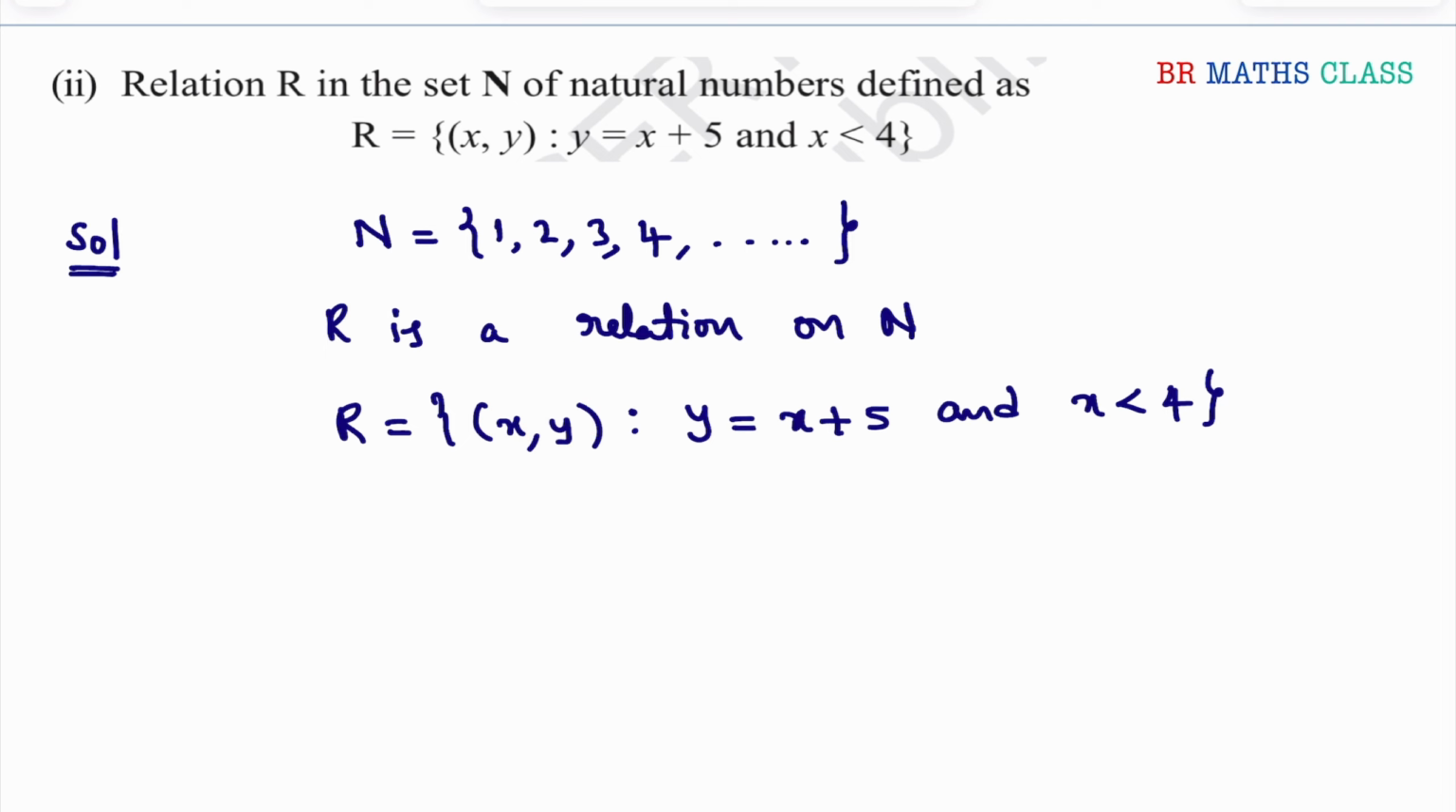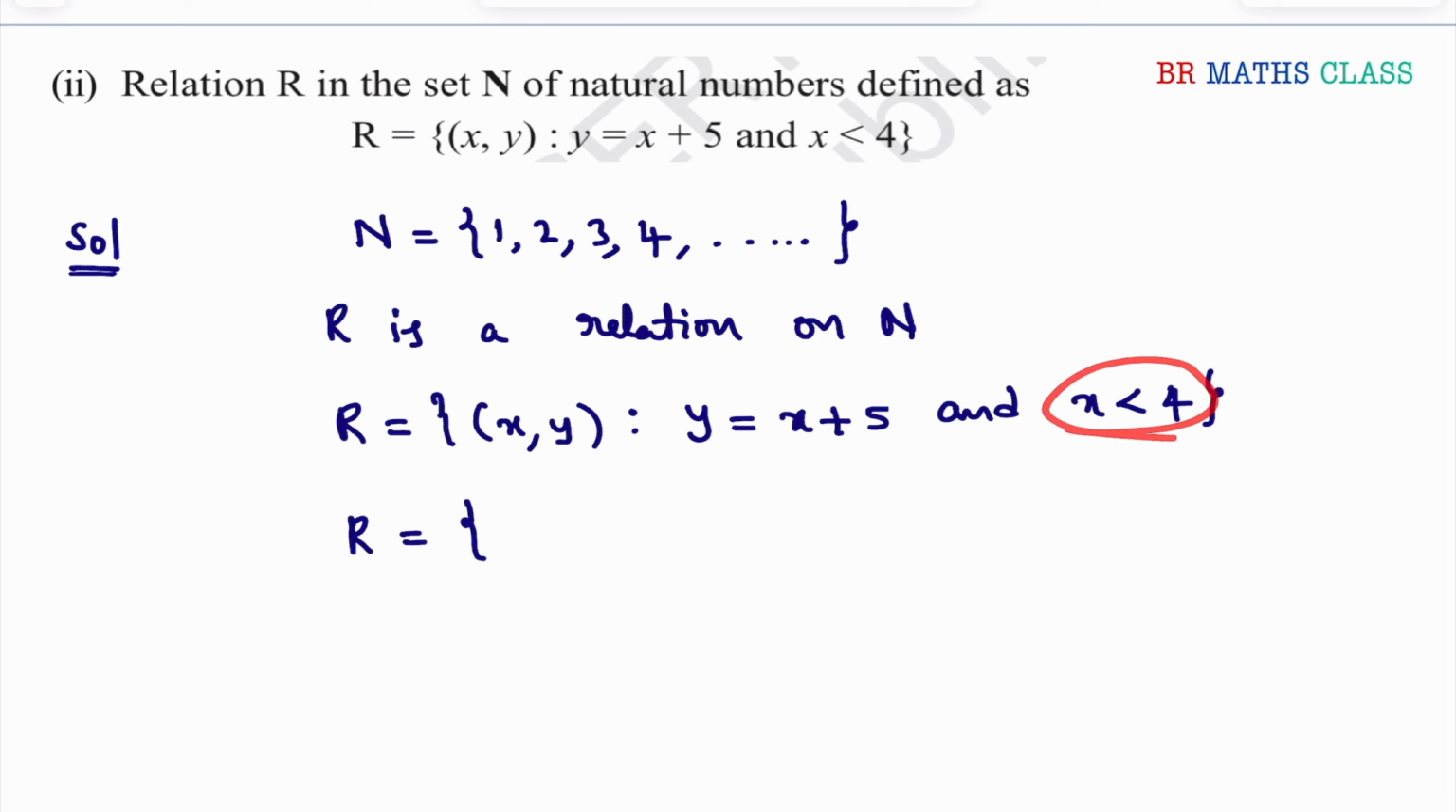Okay. And here you observe this ordered pair must satisfy these two conditions. You observe x is a natural number which is less than 4. That means x you can take 1, 2, 3. You cannot take 4 because they are saying x is strictly less than 4. So I'll write this relation in roster form so that I can easily check the reflexive, symmetric, transitive conditions.